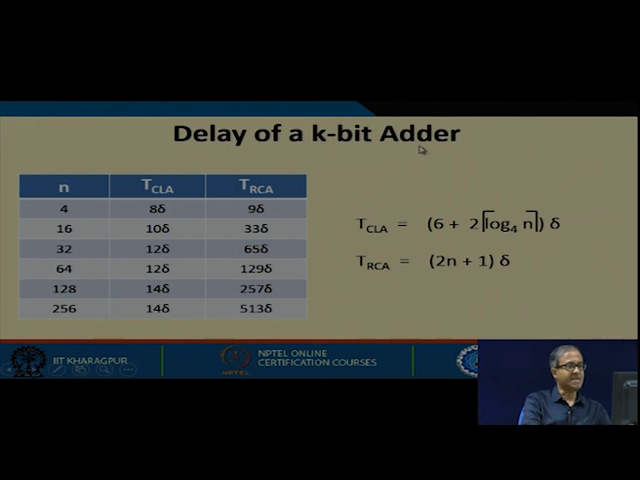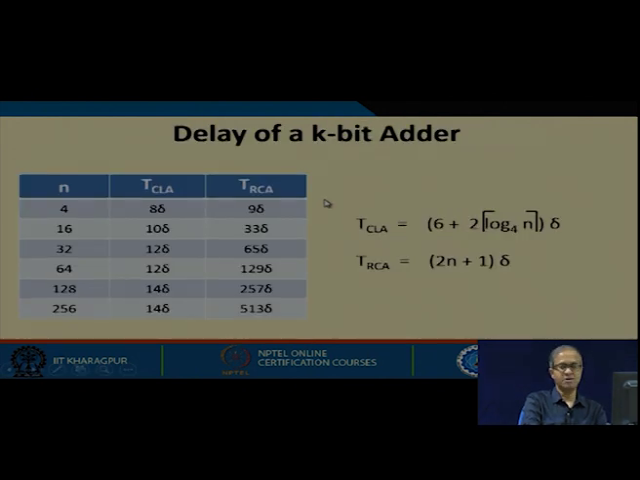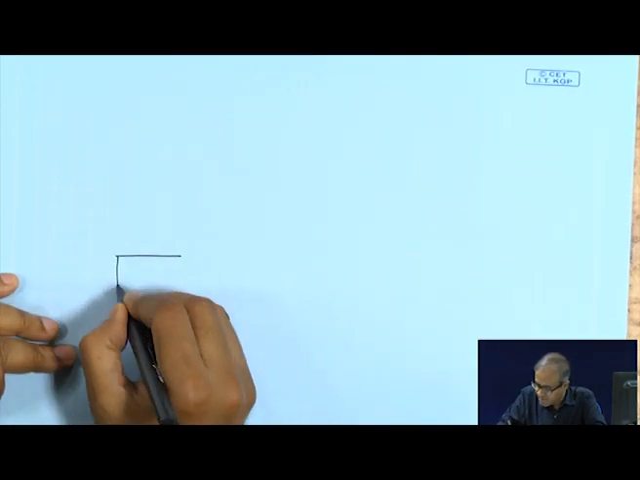Talking of a general k-bit adder, I am showing a quick comparison between a ripple carry adder and a carry look ahead adder with this kind of 4-bit look ahead. 4-bit look ahead means, I am just repeating once more, that my idea is like this.